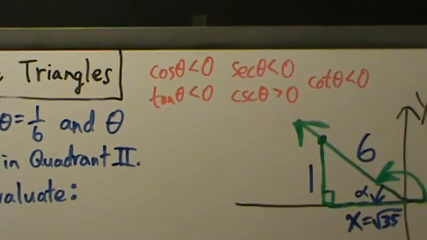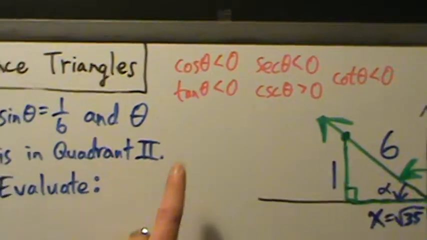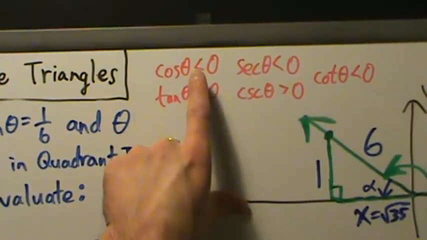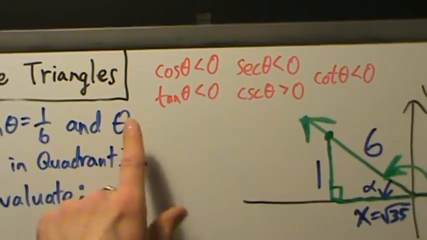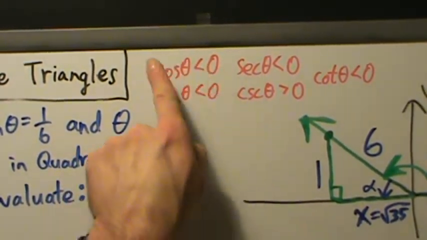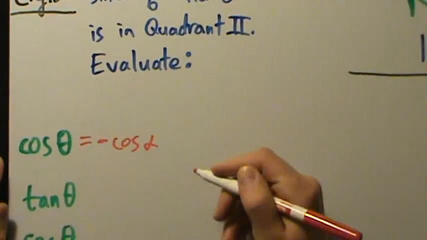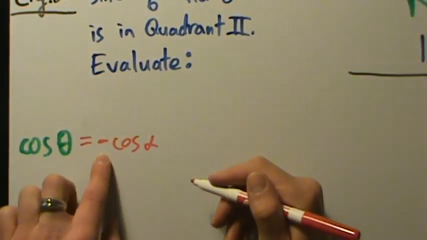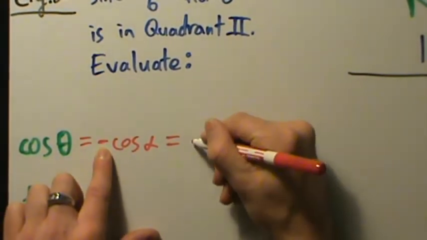Well, hey, we found out earlier that cosine of theta is negative because theta is in quadrant 2, okay? So cosine of theta is negative, and because of this, then we have to put a minus sign out in front, because cosine of theta has to be negative. So we have this minus sign out front here.